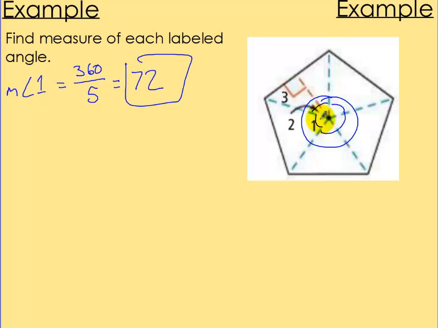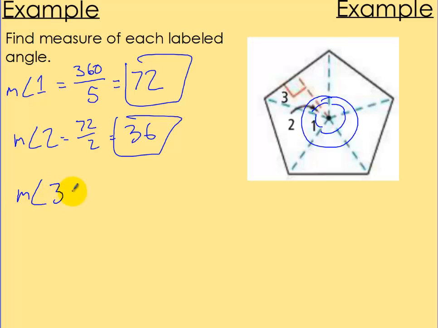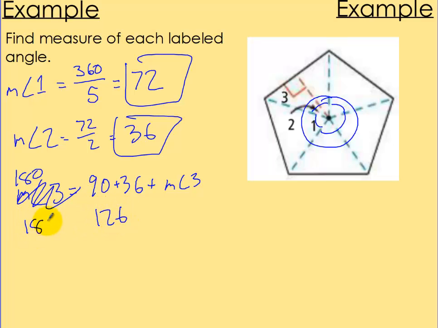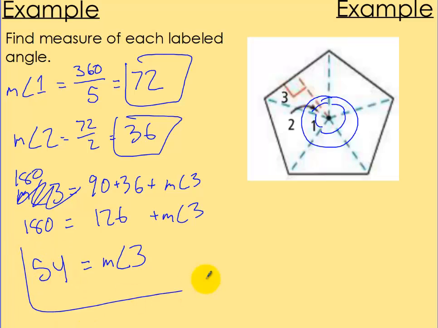Now if angle 1 is 72, then for the measure of angle 2, notice we're cutting this in half. So angle 2 equals 72 divided by 2, which is 36. Now to find the measure of angle 3, the angles of a triangle have to add up to 180. So 180 equals 90 plus 36 plus the measure of angle 3. 90 plus 36 is 126, so 180 equals 126 plus the measure of angle 3. Subtract 126 from both sides, and the measure of angle 3 equals 54.